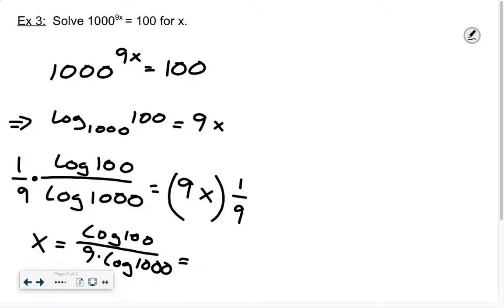You're going to get the decimal, but if you hit your fraction button, it's actually 2 over 27 is what you should be coming up with. Be careful when you plug this in. This needs to be in parentheses, the 9 times the log of 1,000. If you don't put it in parentheses, it's just going to view it as log of 100 over 9. But again, you should come up with 2 over 27.